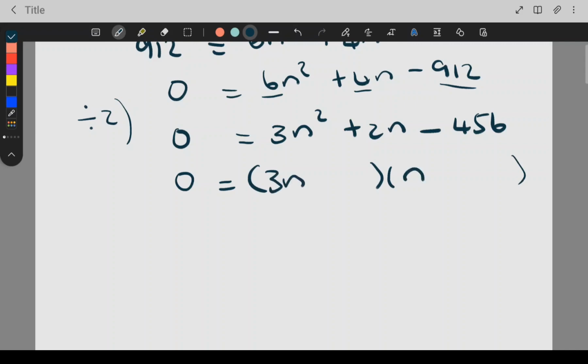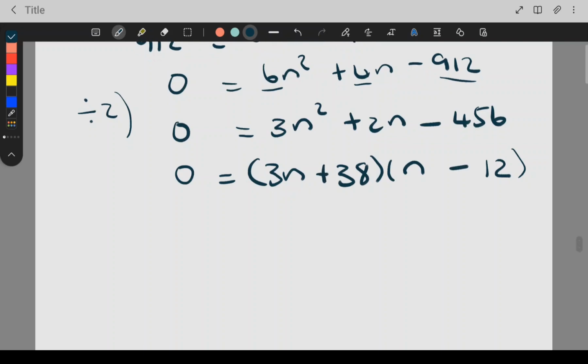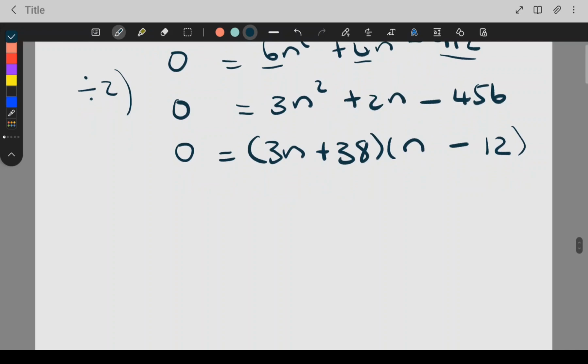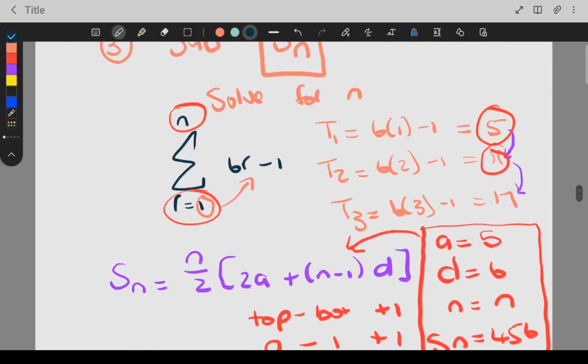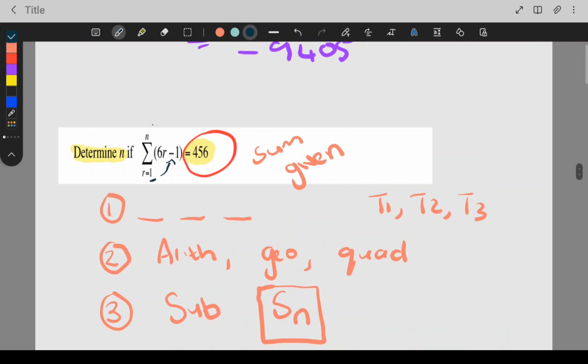So 3n and n. The numbers are 38 and 12. This is a plus and this is a minus. If you struggle with this, use the quadratic formula. So n is equal to negative 38 over 3, or n is 12. Now remember, n can't be a negative. N can't be a decimal. I'm going to cancel this. N is 12. The sum of 12 terms will add up to 456. Let's look at the question again. The sum of the first 12 terms will add up to 456.